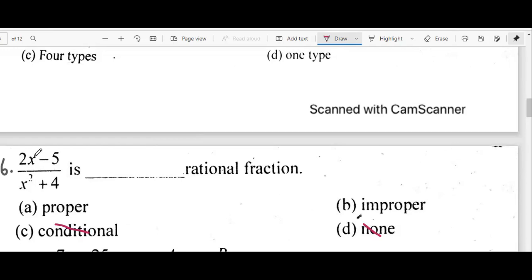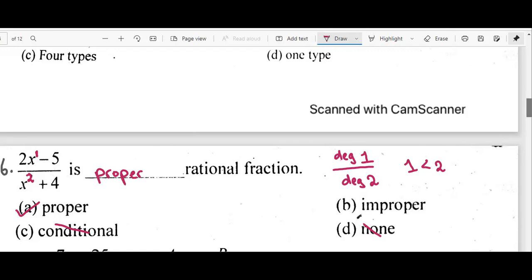Let's look at the degree of numerator. We have x to the 1, so degree of numerator is 1. And in the denominator we have x squared, so this means that degree of denominator is 2. Since 1 is less than 2, since degree of the numerator is less than the degree of denominator, this means that it is a proper fraction, right? This is what we discussed in the very beginning. So it is a proper fraction.